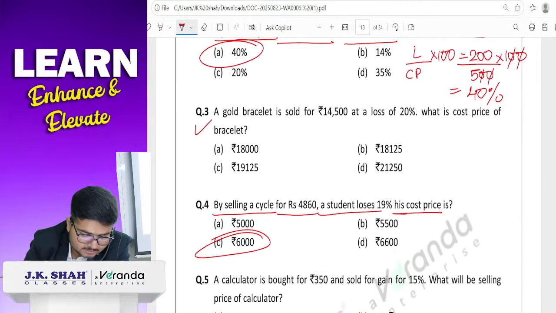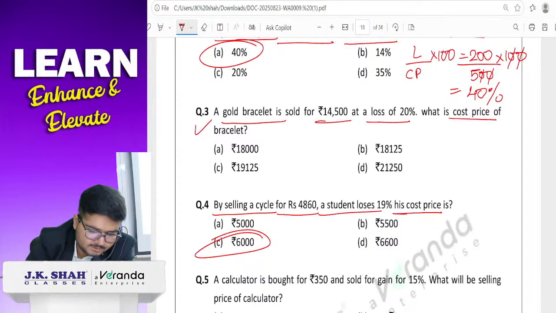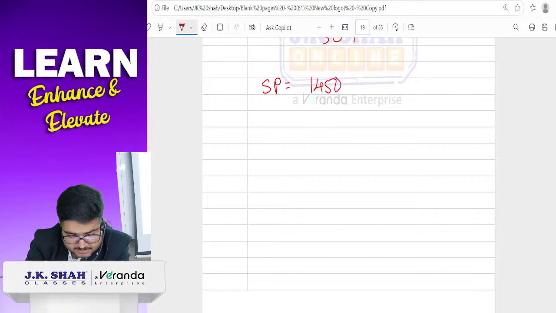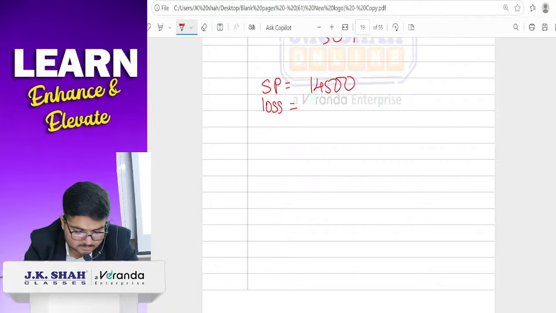Right? Now let us do the third sum. The third sum is: a gold bracelet was sold for 14,500 at a loss of 20%. CP you have to find out. Again the same sum. Selling price was 14,500. Loss percentage was 20%.